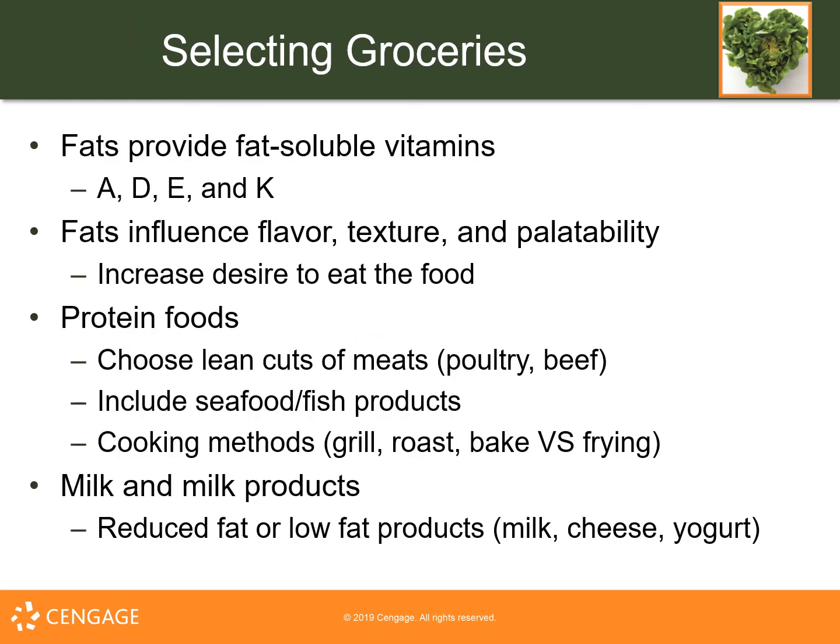Fats provide fat-soluble vitamins. Your fat-soluble vitamins include vitamins A, D, E, and K. Fats influence flavor, texture, and palatability, and increase the desire to eat the food. When it comes to your protein foods, choose lean cuts of meats like poultry or beef. Include seafood and fish products. As for cooking methods, preference is towards grilling, roasting, and baking versus deep frying. You can also look for reduced fat or low fat milk products like milk, yogurt, and cheese.